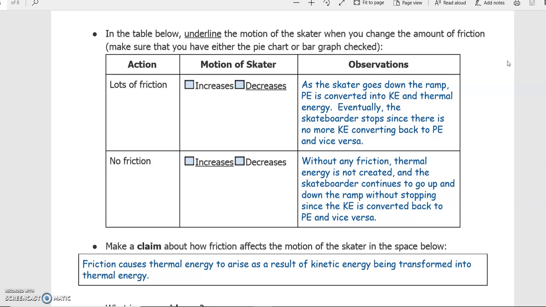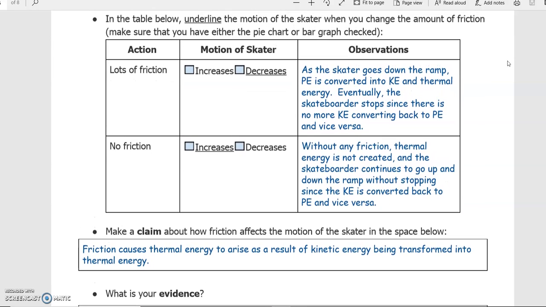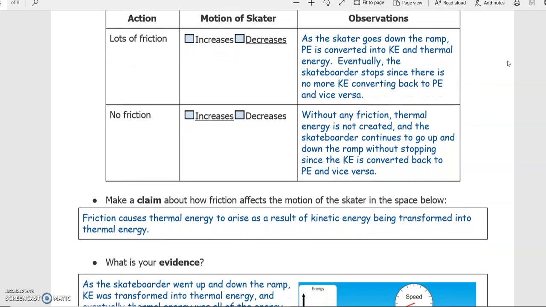In the case of no friction, we are not creating thermal energy, which means we can keep transforming between kinetic and potential energy indefinitely. So the claim that we can make about this then is that friction causes thermal energy to arise as a result of kinetic energy being transformed into thermal energy. Again, without friction, we will not have that thermal energy and the skater can continue to move indefinitely.